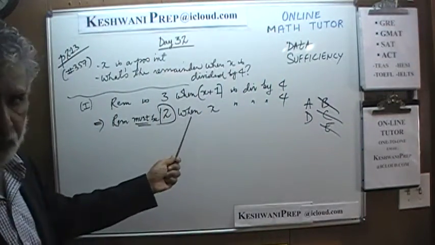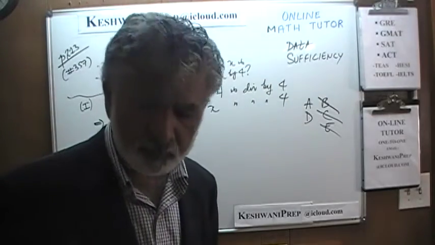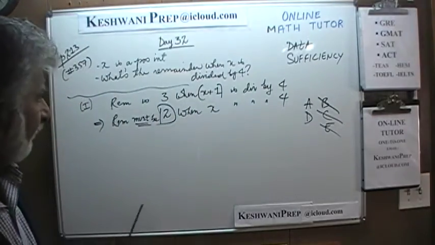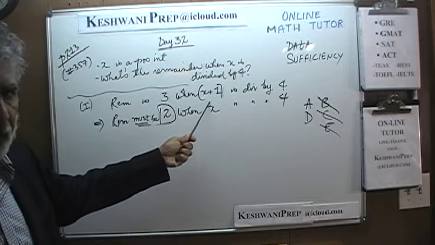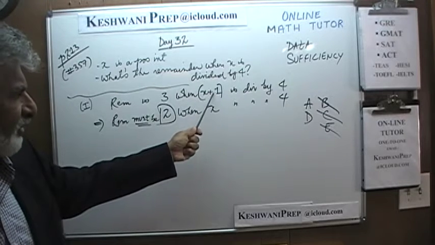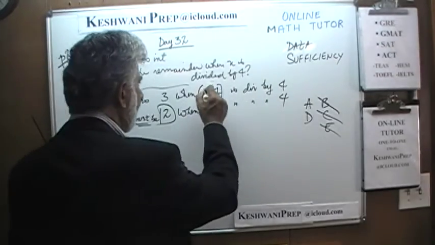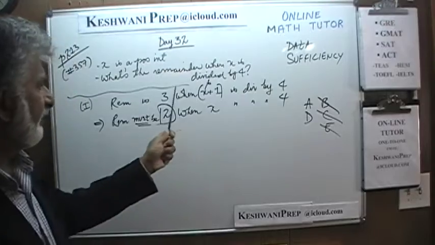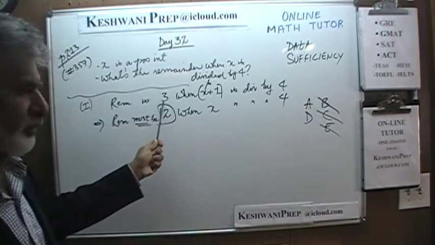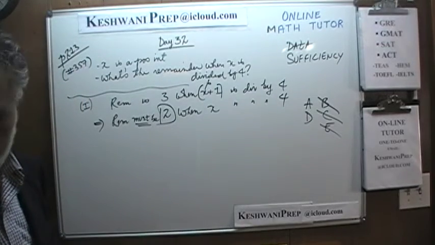And if you want to confirm this yourself, if you still feel a little bit uncomfortable, plug in some numbers and you will see it. You will see that you cannot plug in odd numbers. For example, if x happens to be 5, 5 plus 1 is 6. 6 divided by 4 does not give us a remainder of 3. We'll have to plug in some even number. For example, 6. 6 plus 1 is 7. 7 divided by 4 gives us a remainder of 3. If x is 6, then 6 divided by 4 will give us a remainder of 2. And it will always be 2.